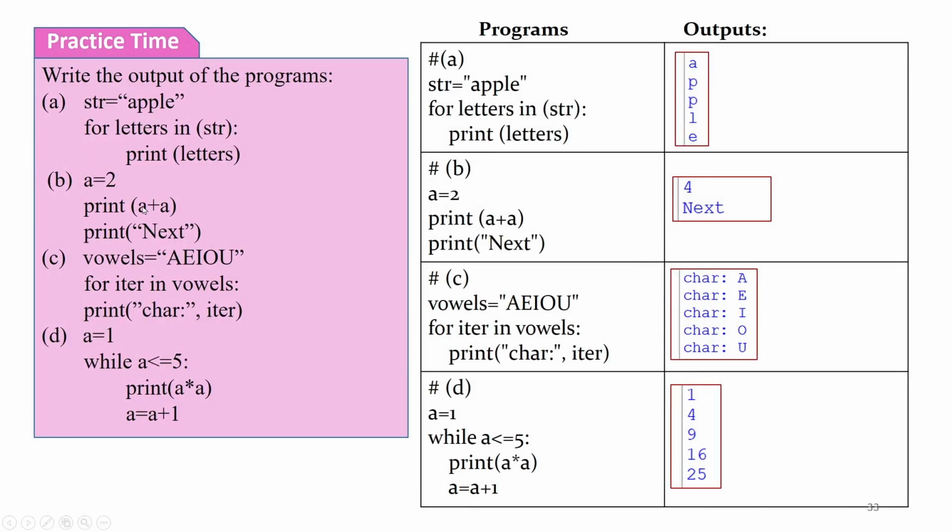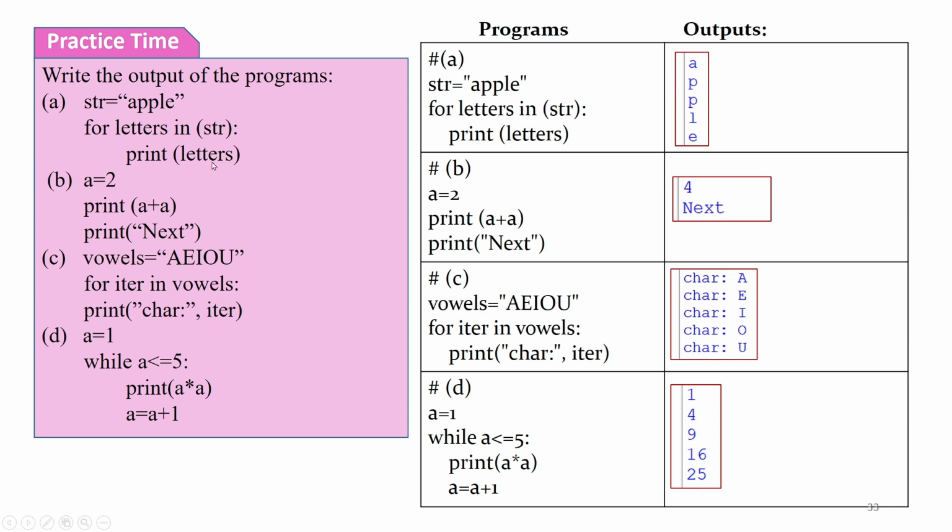Now there is a practice time question given in the textbook. Write the output for the following programs. So write the output of the program. str is a variable in which the word apple is stored. For letter in str, letter is a counter variable in str which has the apple value. Now print the letter. So here is the program written and here is the output.